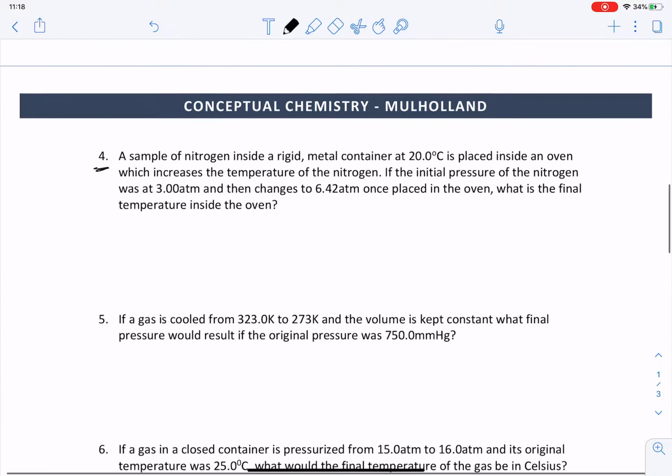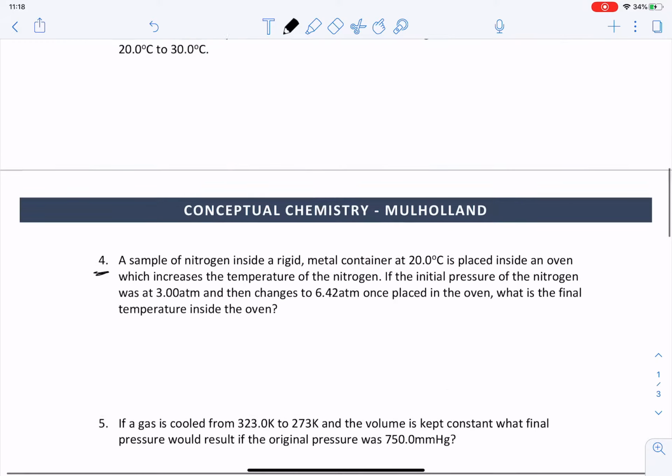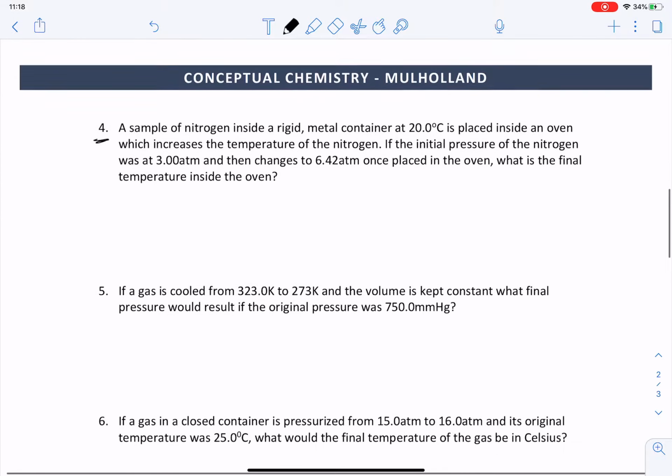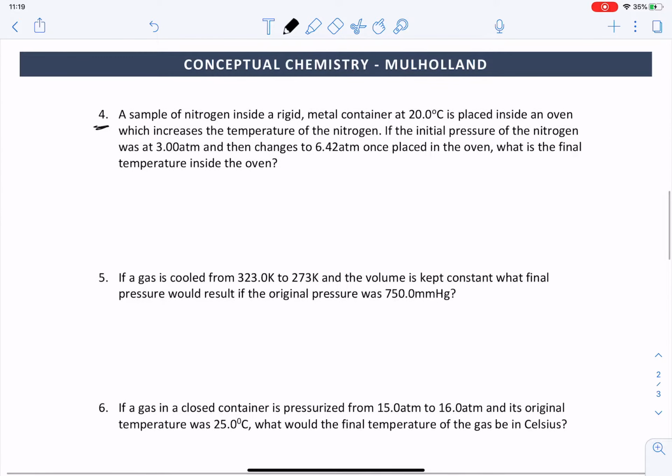All right, let's do another one. A sample of nitrogen inside a rigid metal container at 20 degrees Celsius, and I'm just going to start writing in the numbers as I see them. So 20 degrees Celsius, that's our starting number.